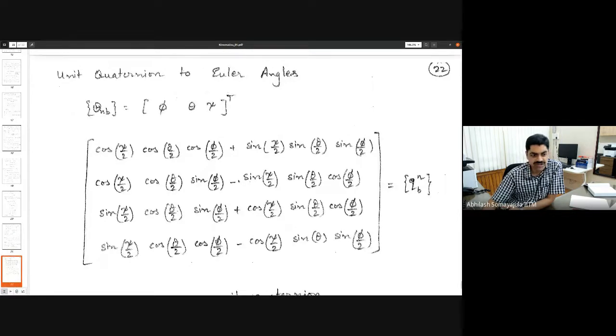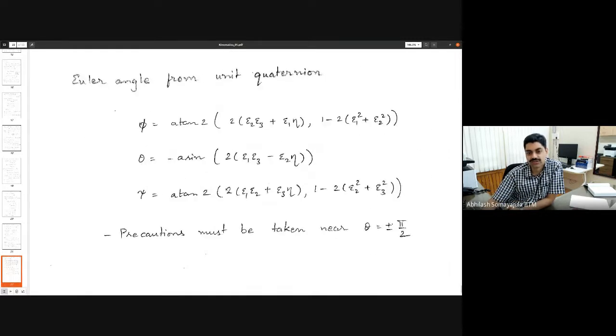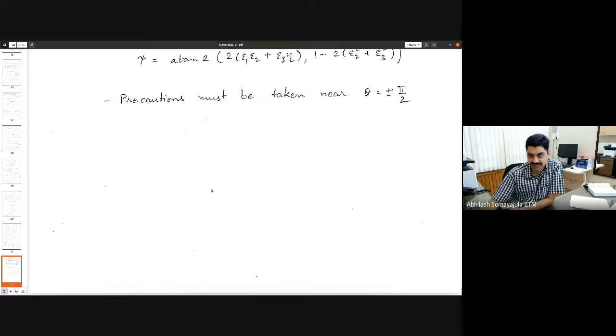We also looked at finally the conversion between unit quaternions and Euler angles, and how the Euler angles can be expressed in terms of the quaternion parameters. And I think that is where we left off yesterday.